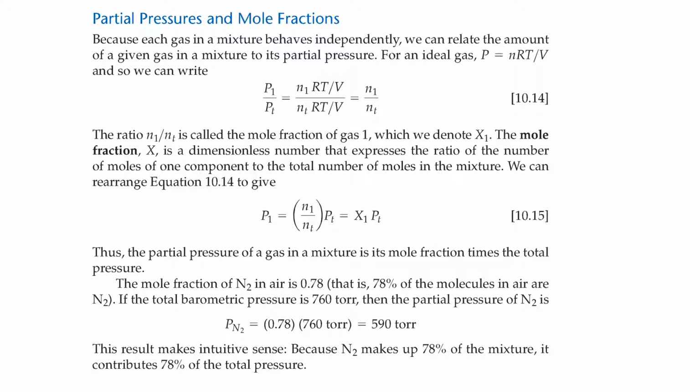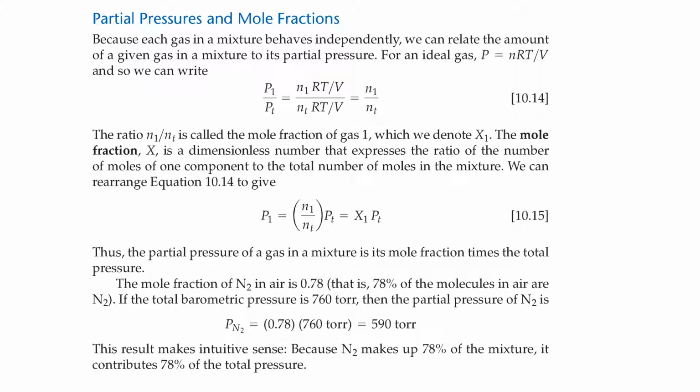Partial pressures and mole fractions. Because each gas in a mixture behaves independently, we can relate the amount of a given gas in a mixture to its partial pressure. For an ideal gas, P equals nRT over V, and so we can write P1 over P_total equals n1 over n_total.